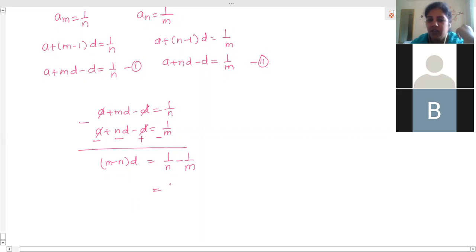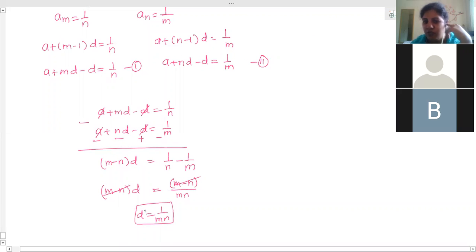Now simplify, take LCM. LCM is mn. So this is m minus n is equal to m minus n into d. So you got 2d is equal to 2 by 63. So 2 you have cancelled. So here also m minus n and this m minus n get cancelled. So value of d is equal to 1 by mn. That is, you got 1 by 63 because m and n were 7 and 9.